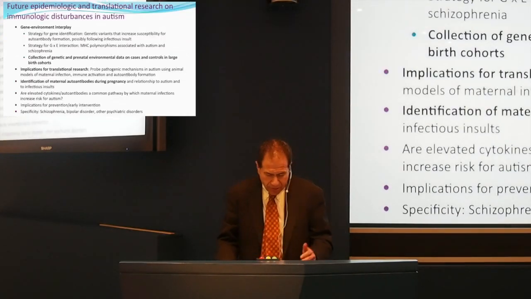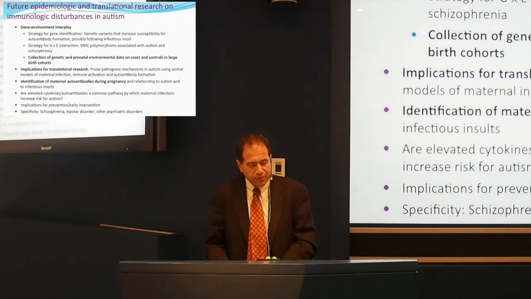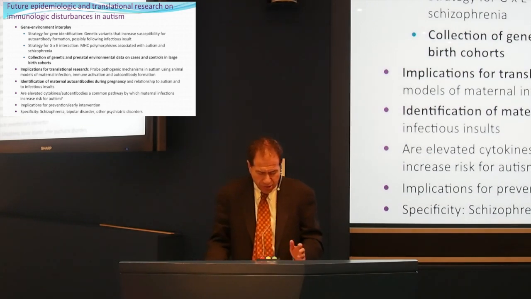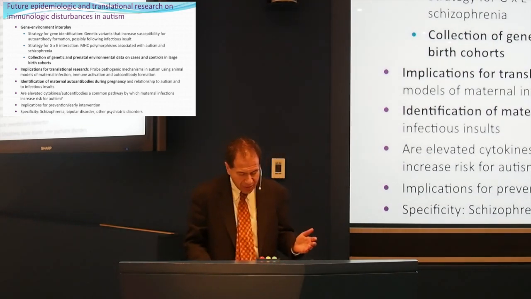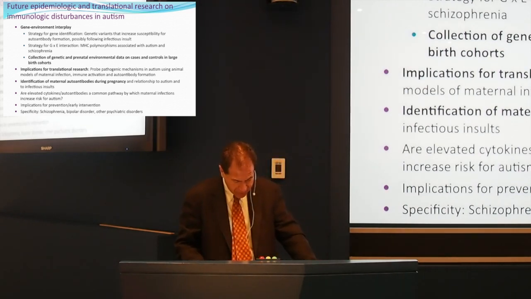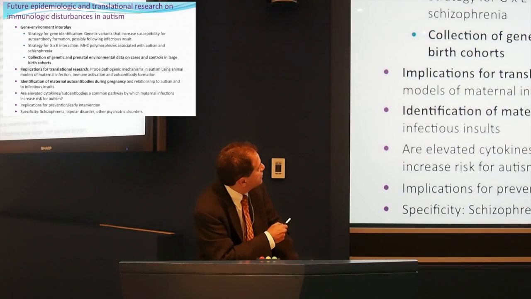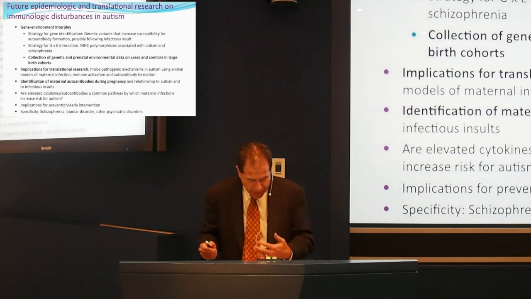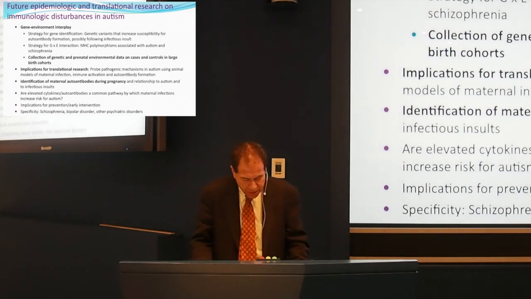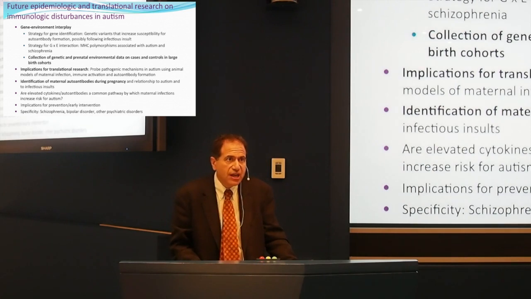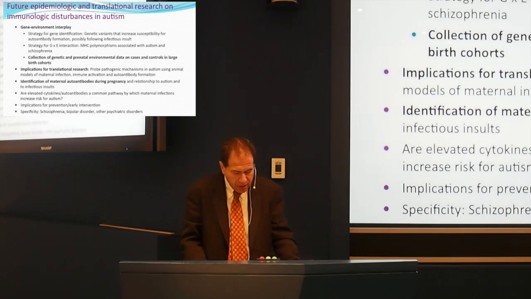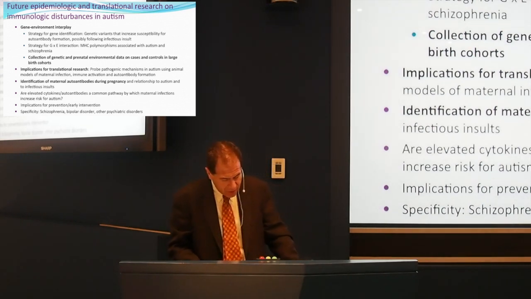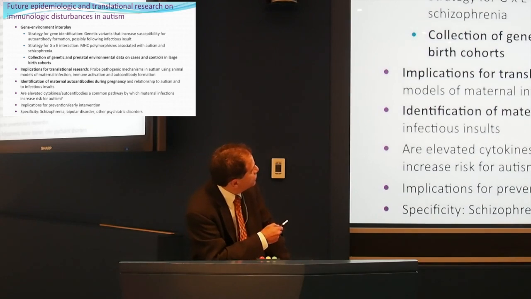I'd like to conclude by noting what are, in my view, priorities for future epidemiologic and translational research on immunologic disturbances in autism, and also ways that we may be able to bring these two fields together, which I think is not done significantly enough. One of the most important of these, I think, is gene-environment interplay. And so this work, in my view, what Betty presented and what I'm presenting, could serve potentially as a means for gene identification, given that there are genetic variants that increase susceptibility for autoantibody formation, possibly following infectious insults, as she alluded to. In addition, this work may lead to a strategy for gene-environment interaction.